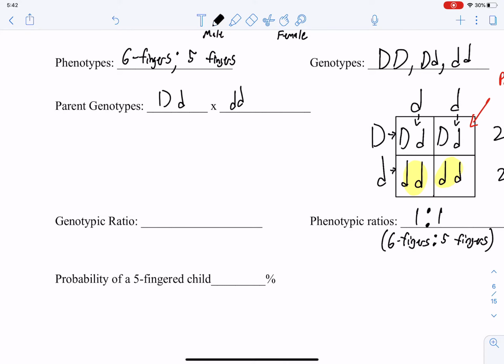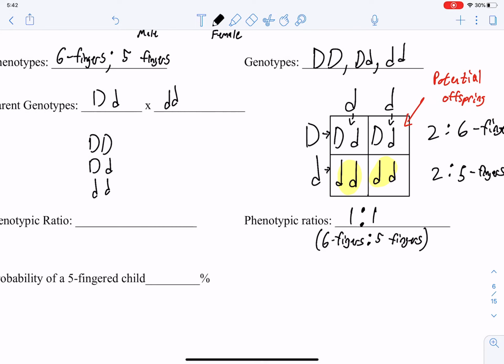For the genotypic ratio, we're looking at our options between our 3 genotypes. So in the Punnett square, we don't have any that has homozygous dominant, so that's just going to be a 0. For heterozygous, we have 2. You can highlight those real quick. And then for homozygous recessive, we have those 2 that we talked about. So this is one that's also 2 to 2, which we can simplify to 1 to 1.